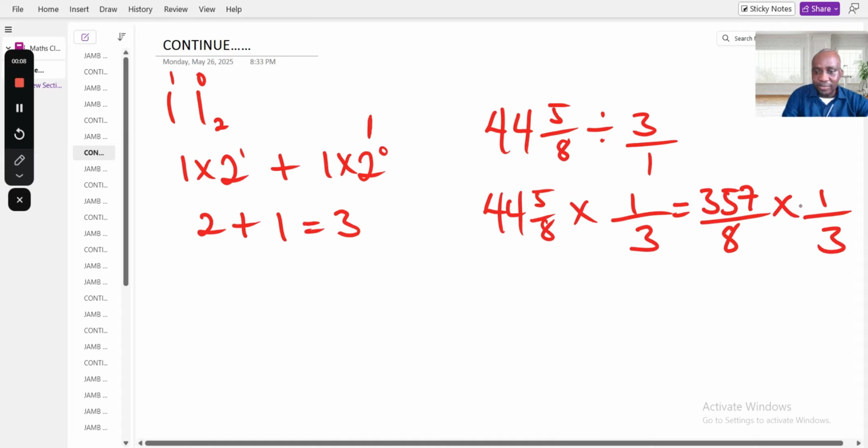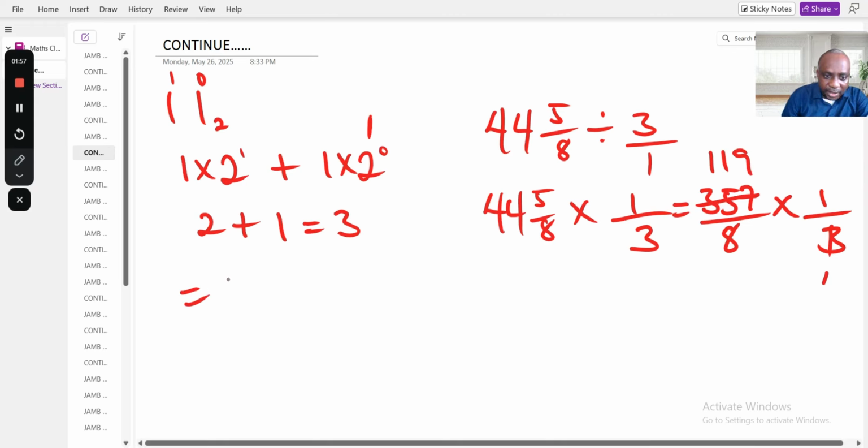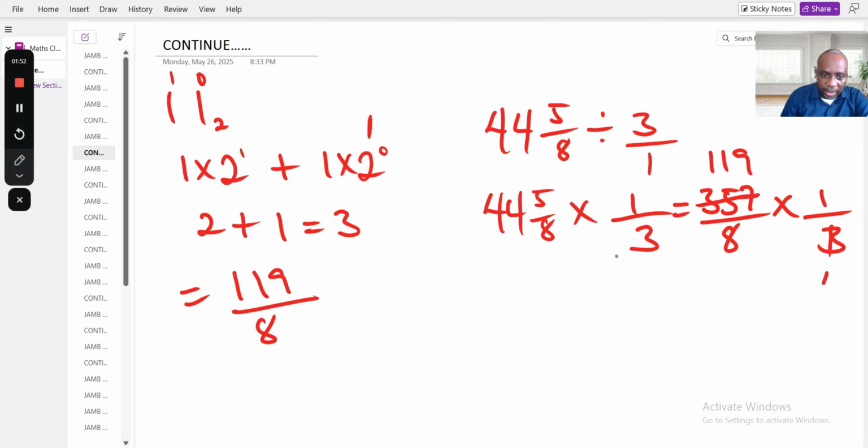Can 3 divide 357? Let's try it. Yes. How many 3 can we see in the remaining figure? Let me write it here, 119 over 8. Therefore, we are going to turn this one into a mixed fraction. How many 8 can we see in 119? We are going to see 14 times, remainder 7 over 8. This is our final answer.